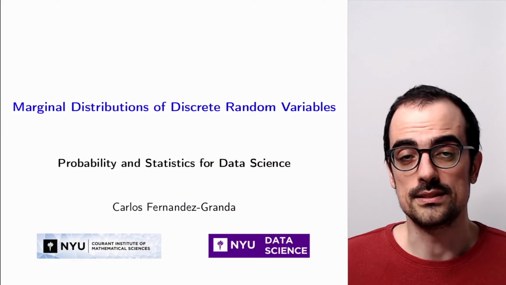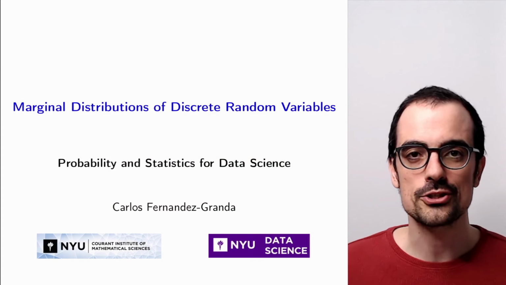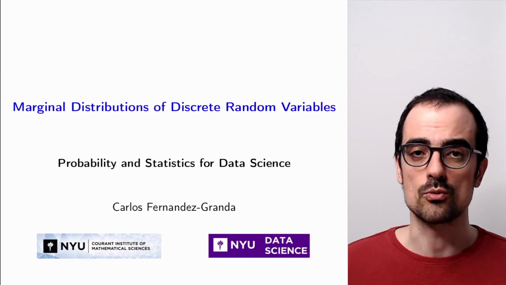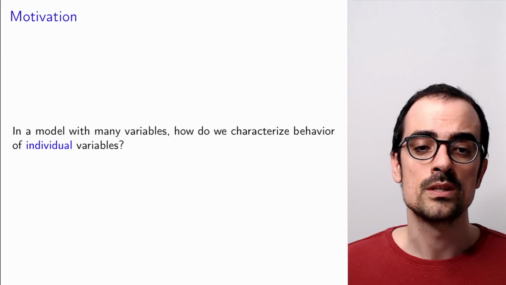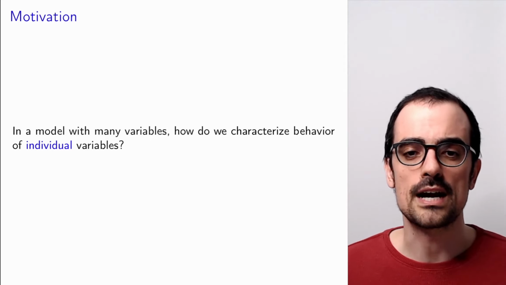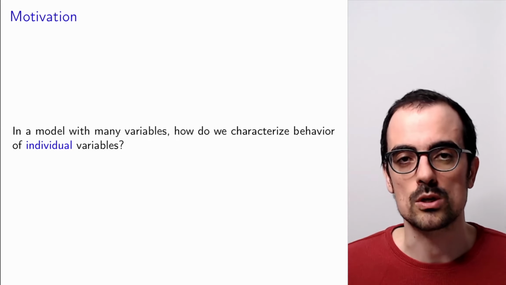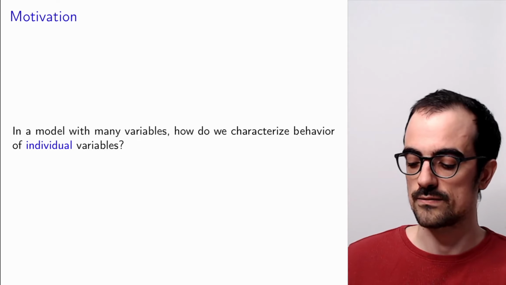Today we're going to explain how to isolate the behavior of a single uncertain quantity defined in a model which contains multiple uncertain quantities. Let's get to it. The distribution of a single uncertain quantity is often called its marginal distribution, and we're going to be considering discrete random variables. Our goal is to answer the following question. In a model that contains multiple variables, how do we characterize the behavior of an individual variable? And again, we're going to be considering discrete random variables.